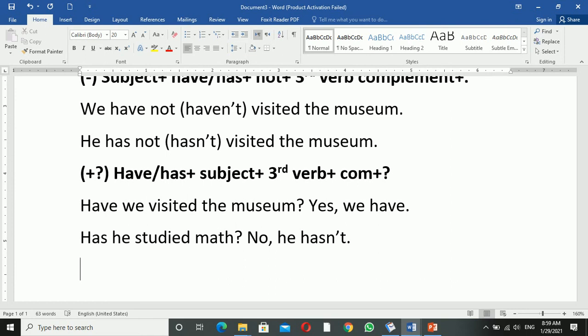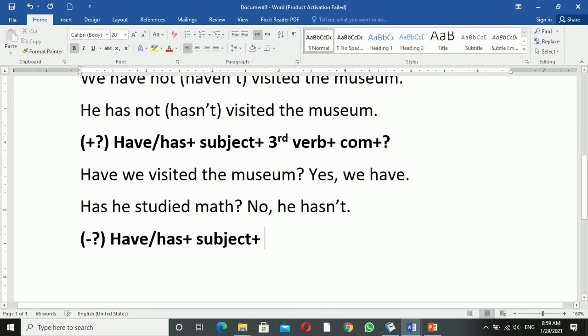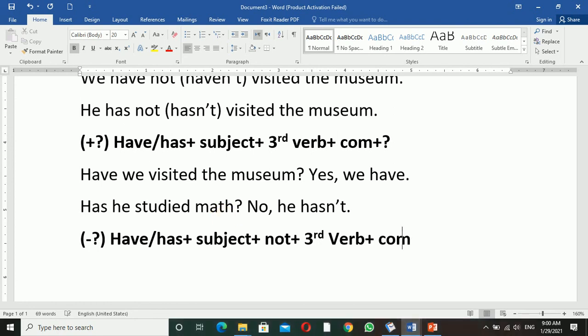Now let's move to the negative interrogative, right? For the negative interrogative, we have two kinds of structure. We have first the formal: have or has plus subject plus not plus third verb plus complement and plus question mark.